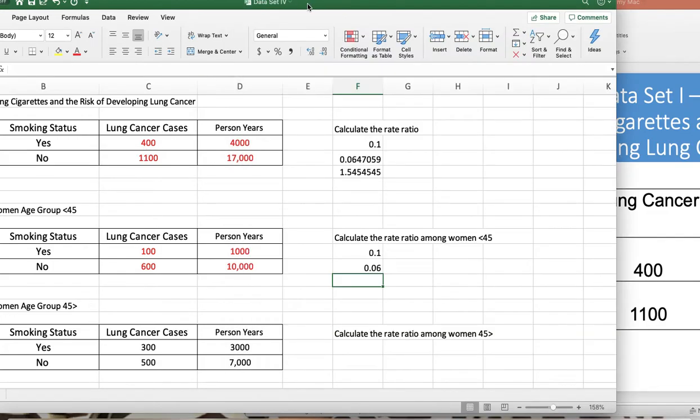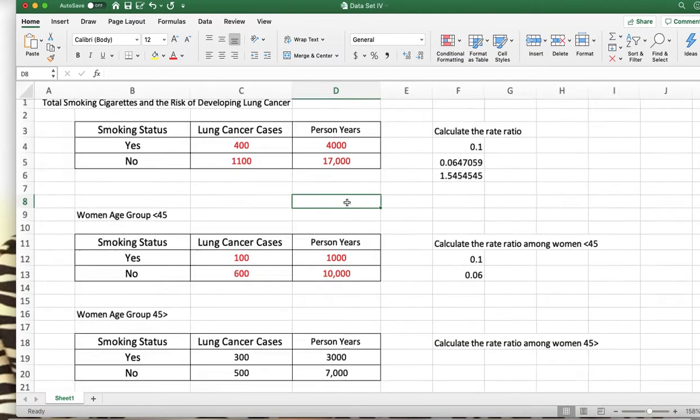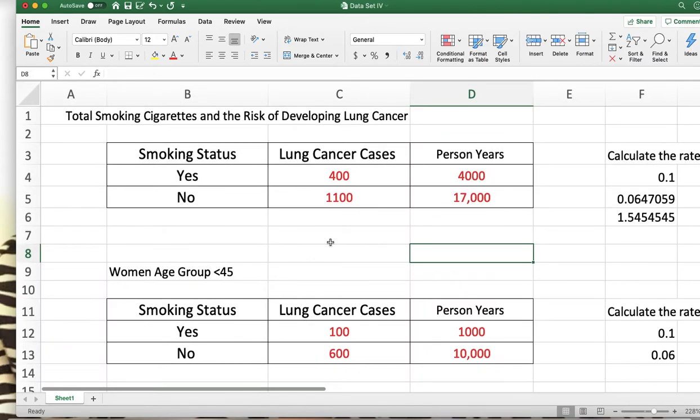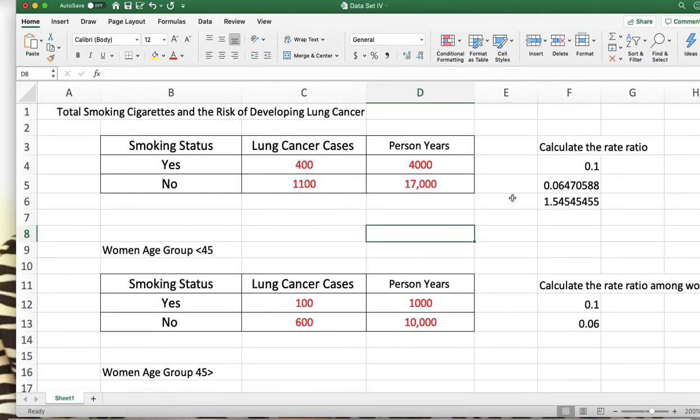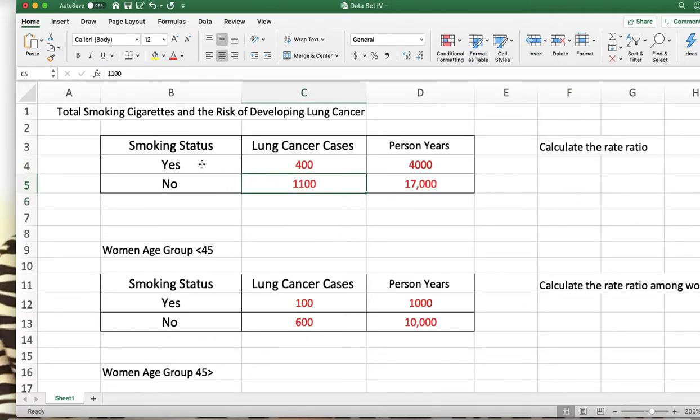In Microsoft Excel, we have our first 2 by 2 table or data set. Here you can see that I did the calculations for you in advance, but I'm going to clean this up so we can do this together. So here you have the smoking status, individuals who smoke cigarettes and who do not, and you have your lung cancer cases: 400 for individuals who smoke cigarettes and 1100 for individuals who do not. Then you have their person time data calculated in person years.